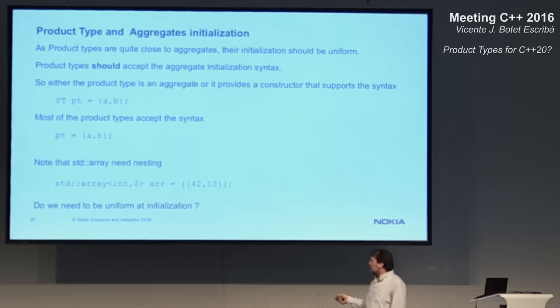However, we have std array that needs this nested brace, because std array is trivial and doesn't define a constructor from an aggregate. Then we need to add additional nested braces to initialize the real C array that is inside. I believe that it will be great if we could have the same syntax for all of them.